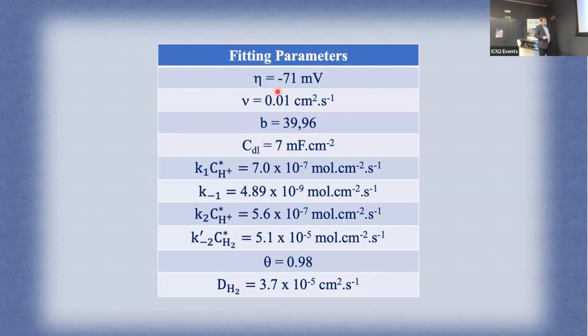This is associated with the Schmidt number, kinematic viscosity, and the double layer capacitance. We can observe the high capacitance of this double layer, the kinetic constant, the surface coverage degree for this potential, and the diffusion coefficient of molecular hydrogen.